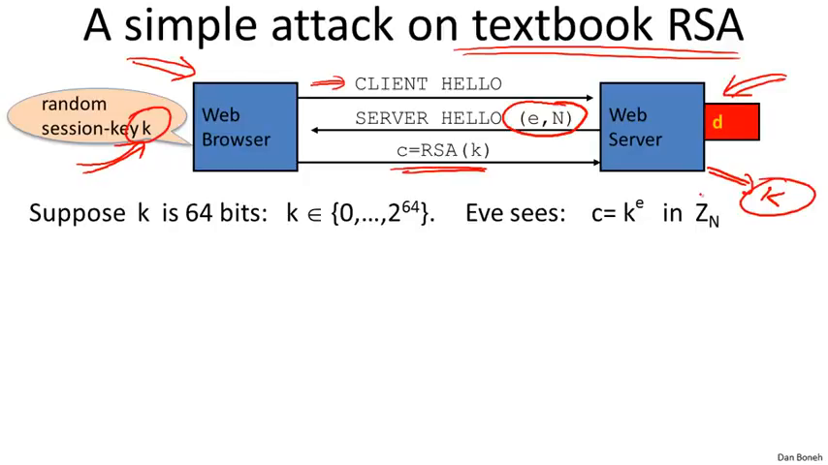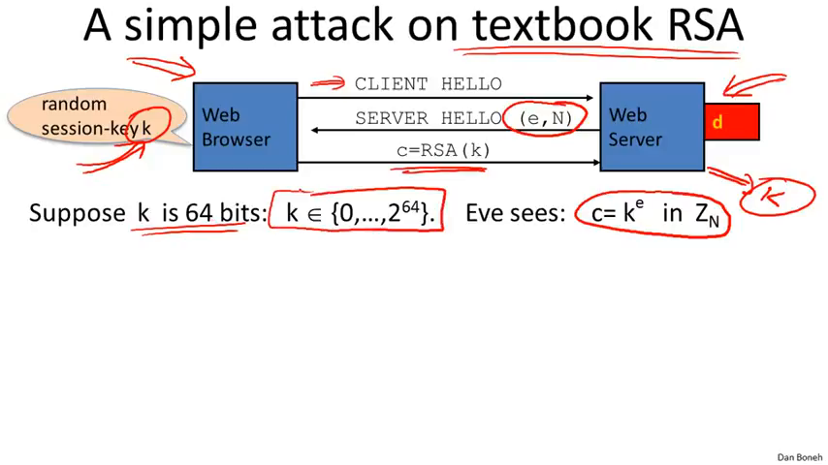So I want to show you what goes wrong if we directly use the RSA function for encrypting K. In other words, if directly K is encrypted as K to the E modulo N. So just for the sake of the argument, let's suppose that K is a 64-bit key. We're going to treat K as an integer in the range 0 to 2 to the 64, or more precisely, 2 to the 64 minus 1.